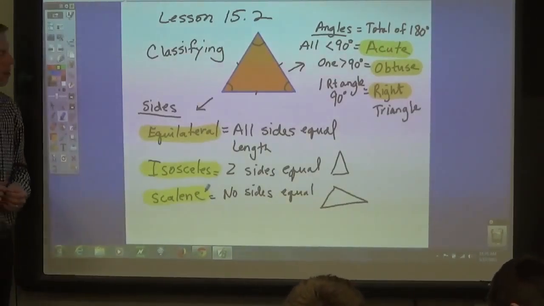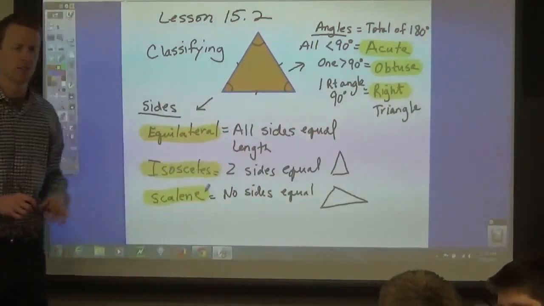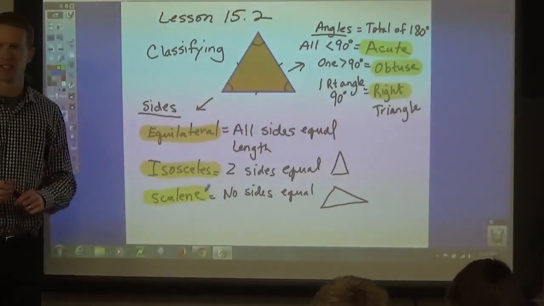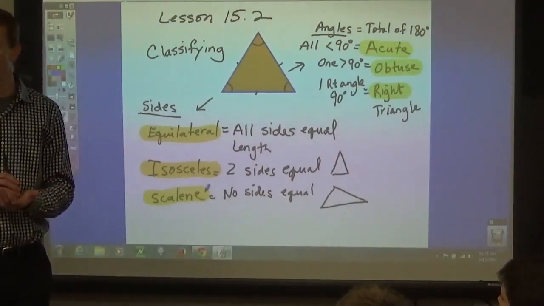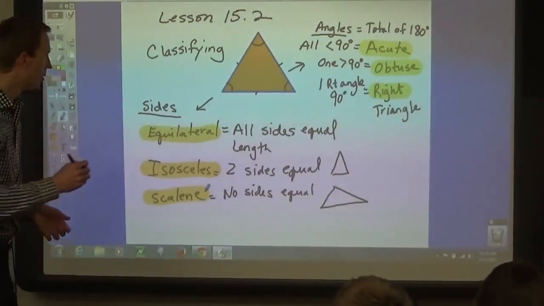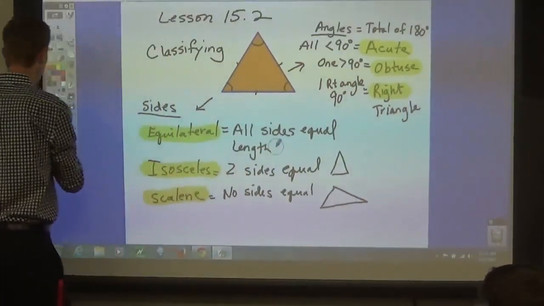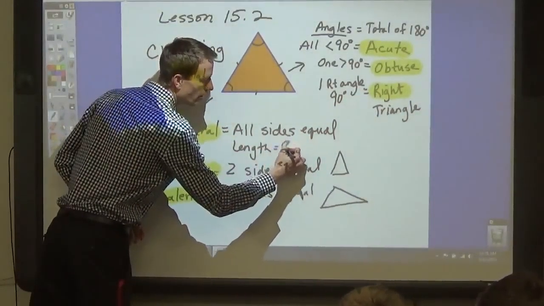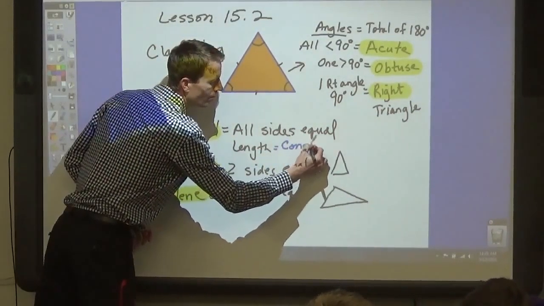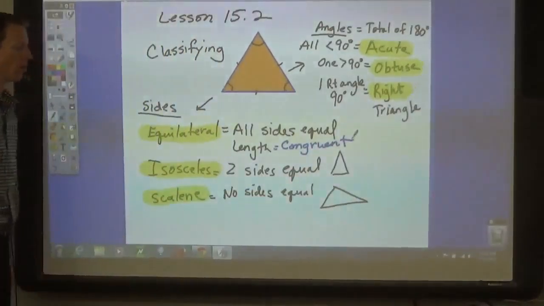What is the word that means equal length or equal angles? There's a word that starts with a C that means equal. Congruent. All sides are equal length, or we could say all sides are congruent. So when you see that word, that means equal.